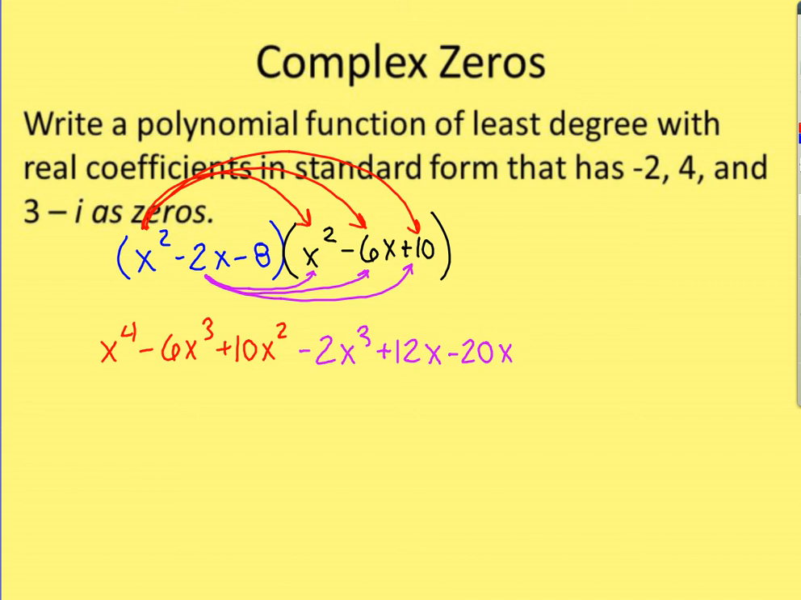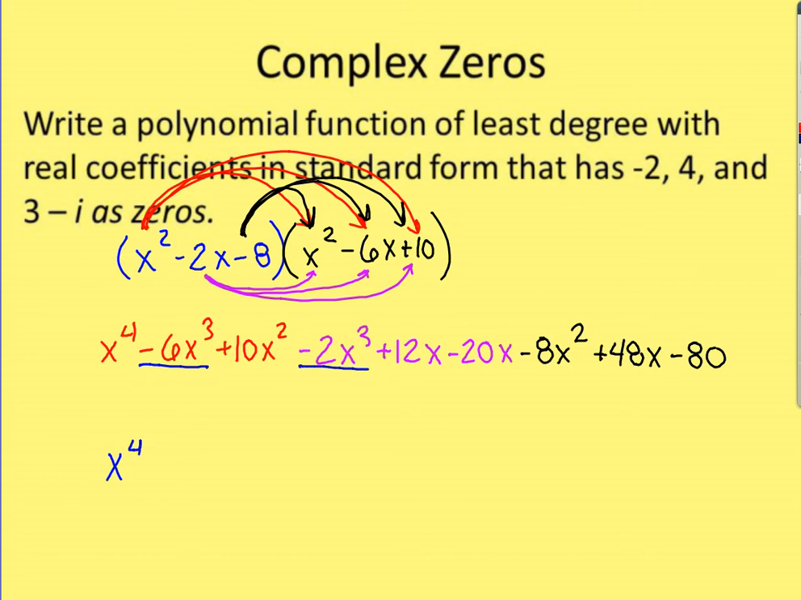We are then going to take the negative 8 and distribute here, here, and here. So negative 8 times x squared is negative 8x squared. Negative 8 times a negative 6x is a positive 48x. Negative 8 times 10 gives you a negative 80. Now we just need to combine like terms. There's only one x to the 4th, so we're going to leave that by itself. We have a negative 6x cubed and a negative 2x cubed. Negative 6 and negative 2 gives us a negative 8x cubed.